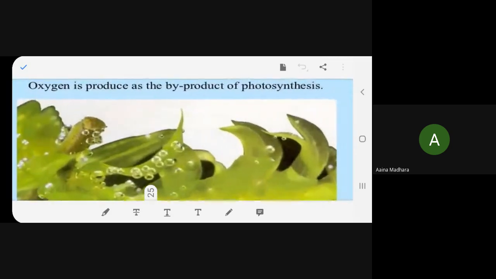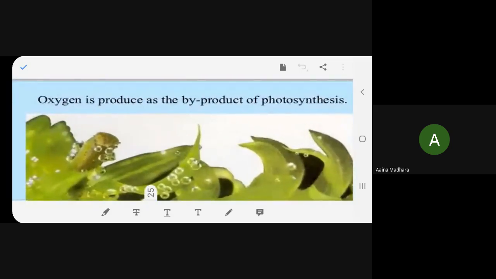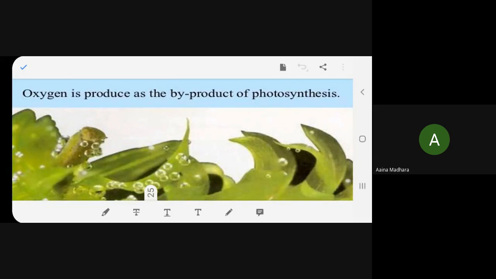Now, whenever there is photosynthesis, what is produced, beta? Read. Okay. Be fast, I said. Please read what is written over there on the slide. Oxygen is produced as the byproduct of photosynthesis. Exactly. If one has read, don't repeat it, beta. Thank you, by the way.